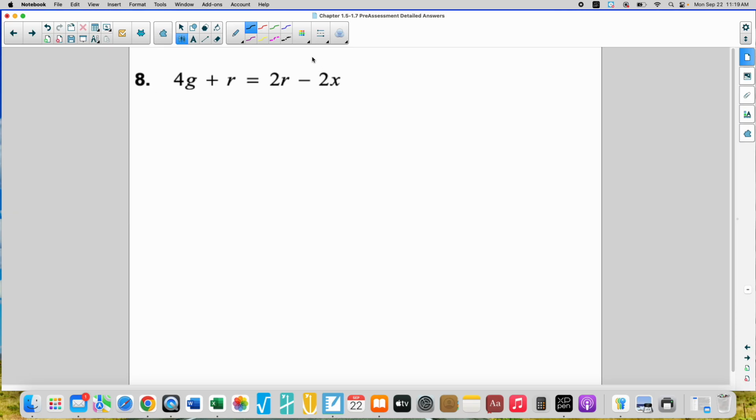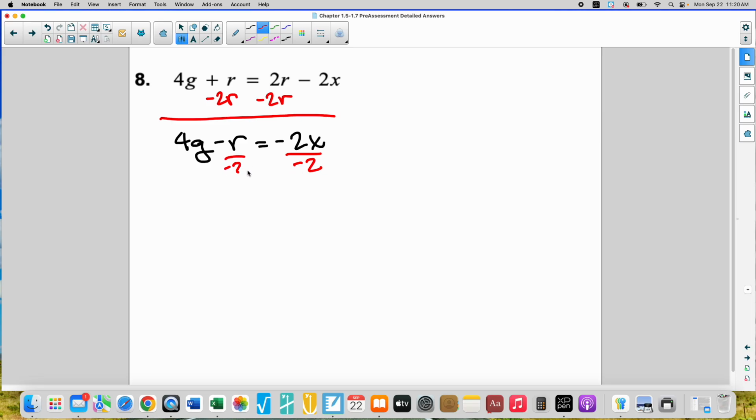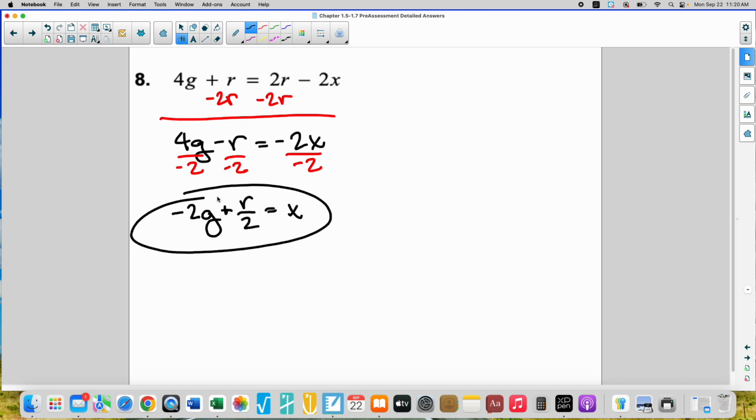We're solving for x. Let's get rid of that negative 2r, and we're going to match it up with a like term. 4g minus r, because positive r and negative 2r, equals negative 2x. Now we're going to divide by negative 2. Divide each by negative 2. That gives me negative 2g, and positive r over 2 equals x. I like that answer. You could have 1/2 r. I don't mind that.